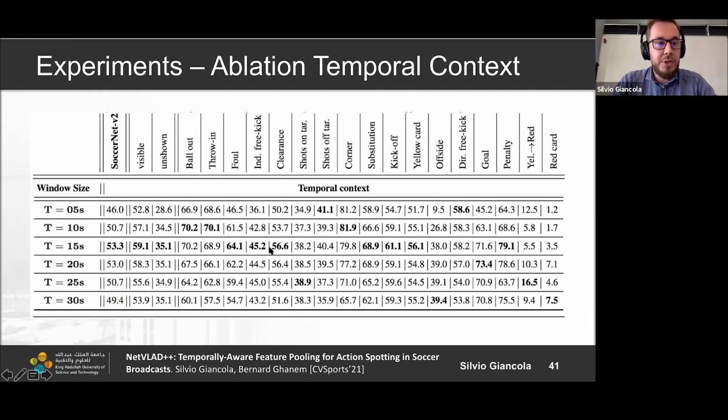This is the ablation I was mentioning before about the temporal context, having sliding windows. I think Kanav was asking if you increase T, will you get an improvement? Actually, I figured out that T equal 15 seconds was the best performance I could get. This is with K equals 64. K equals 64 means I'm using 32 after and 32 before. But if you increase that vocabulary, you might actually try out a higher window size.